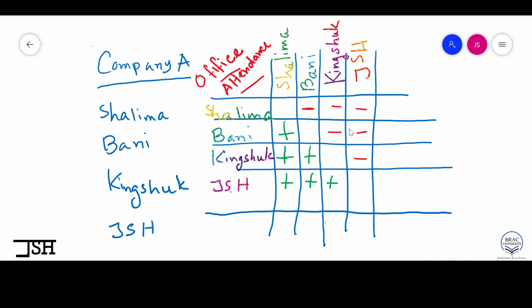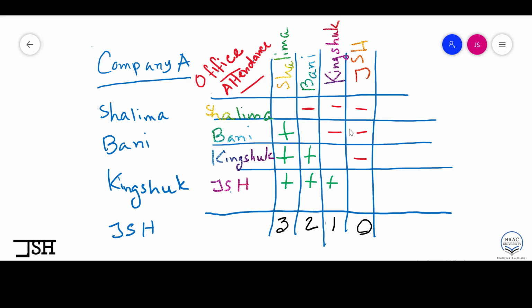Now, the last step is to count all of these plus signs. So we are going to count how many positives Shalima has, how many positive signs Bunny has, how many positives King Shuk has, and finally how many positive signs JSH has. As we can see clearly, Shalima has 3, Bunny has 2, King Shuk has 1, and finally JSH is the worst performer, so he has a big 0 here. So yes, we are done.